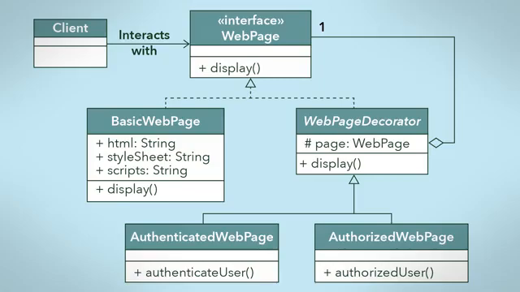Can you see how this reduces the number of classes we would need to create? If you used inheritance of the basic web page, you would need to create a class for every combination of these behaviors. That means we would need a separate class for the combined authorization and authentication functions. The decorator design pattern addresses this problem by allowing concrete decorators to aggregate any type of component. Now, let's take a look at how we would implement this design.